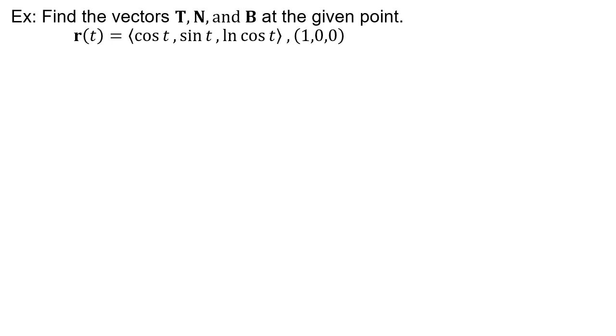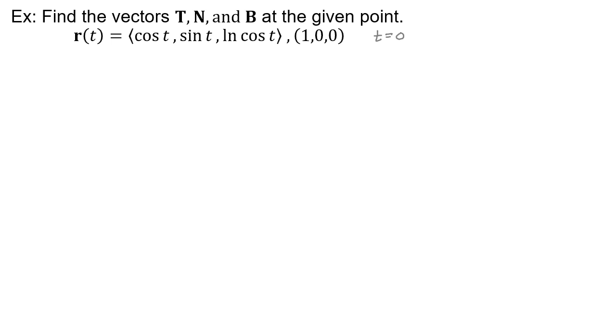Okay, let's try one more of those, and then we'll be basically done with this section. So find the vectors t, n, and b, the unit tangent, unit normal, and unit binormal at the given point. Here, to get sine t to be 0, that means that t was 0. To get cosine to be 1, that means t was 0. And cosine of 0 is 1, so the natural log of 1 is 0. So yeah, t is 0 here in this case.